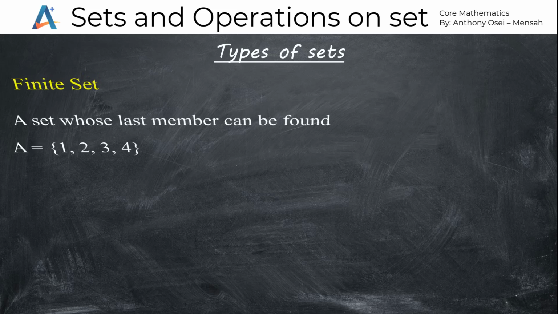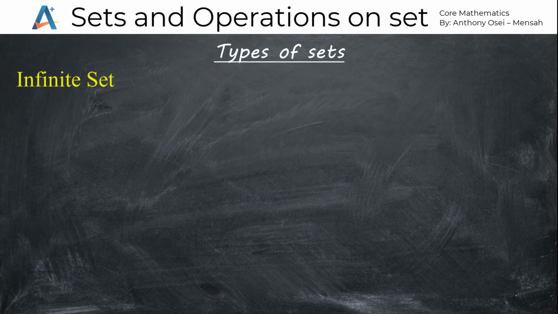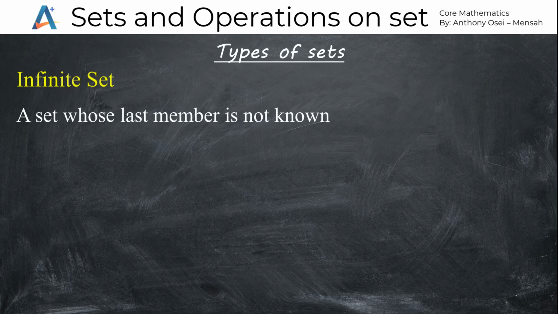Now, the next type of set is the infinite set. An infinite set, on the other side, is a set whose last member is not known. From the beginning, once we know that the last member is known, it is a finite set, and when the last member is not known, it becomes an infinite set. That means we are going to use the 3 dots. An example of an infinite set is, let's say M, which is equal to 1, 2, 3, 4, 5, and then the 3 dots. So if you get the 3 dots there, it means that it becomes an infinite set.